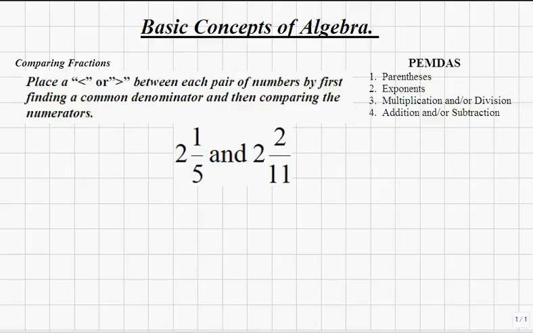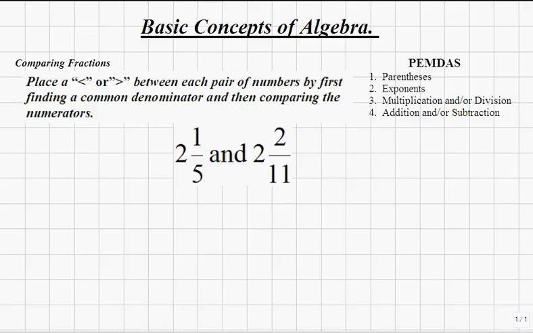Let's place a less than or greater than between each pair of numbers by first finding a common denominator and then comparing the numerators. So we're given the fractions 2 1/5 and 2 2/11. Let's find which fraction is bigger.